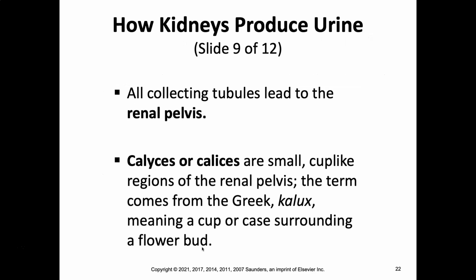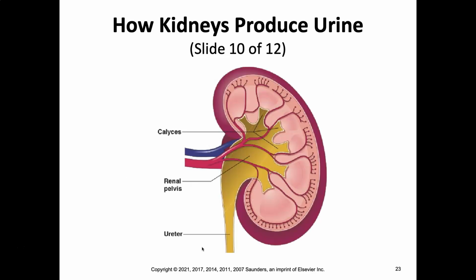All collecting tubules then lead to the renal pelvis. Calyces or calyxes are the small cup-like regions of the renal pelvis. And here's what it looks like. You can see what those look like here.